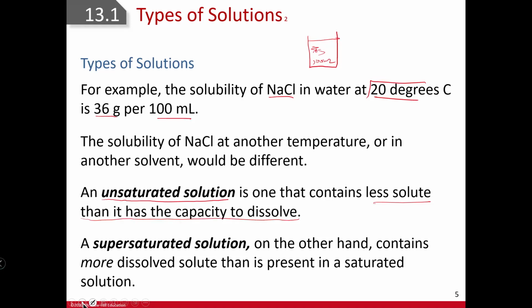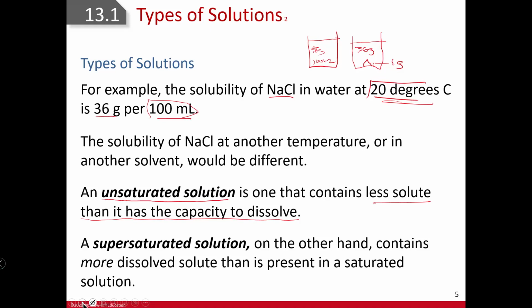A supersaturated solution. Okay, let's talk about saturated before we talk about supersaturated. Let's say I add 37 grams of salt to water. That means 1 gram of the salt is going to pile up here on the bottom. It's not going to dissolve. So I have 1 gram not dissolved, and 36 grams that dissolved in 100 milliliters of water at 20 degrees Celsius.